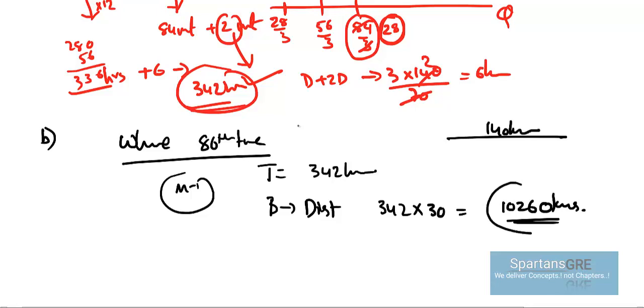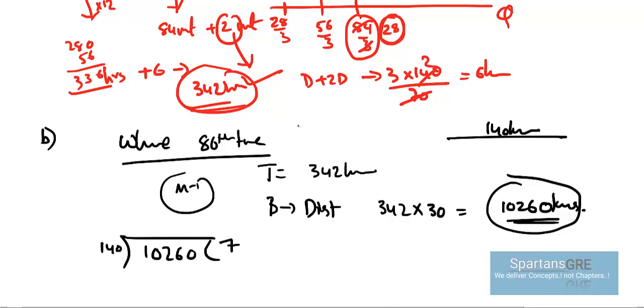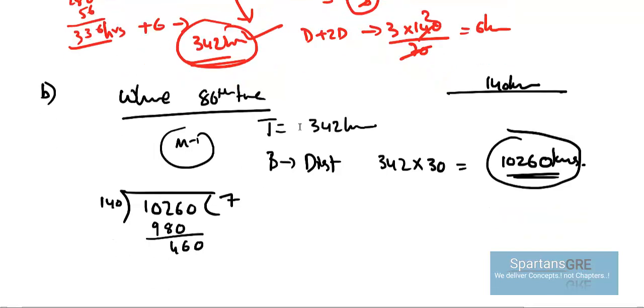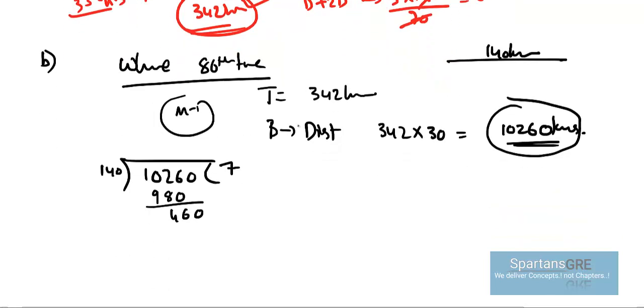So this 10260 should be written in multiples of 140. So you will divide 10260 by 140. If you divide this, you will get 7, then 980, then 460. And if you still divide it, it can be 420, 3 times. So the remainder will be 40. That means this 10260 can be written as 140 into 73 plus 40.